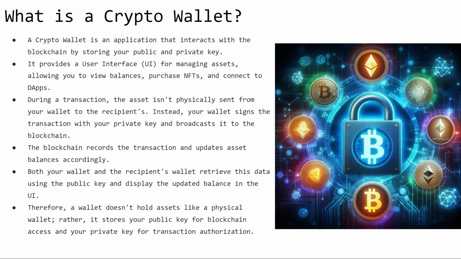When you make a transaction, you do not actually send the assets from your wallet to the recipient's wallet. Your wallet is signing the transaction with your private key and then broadcasting this transaction to the blockchain. The blockchain will then include this transaction and the new balance of assets will now be on the blockchain. Your wallet and the recipient's wallet can now retrieve this data using the public key and display the new balance in the wallet's user interface.